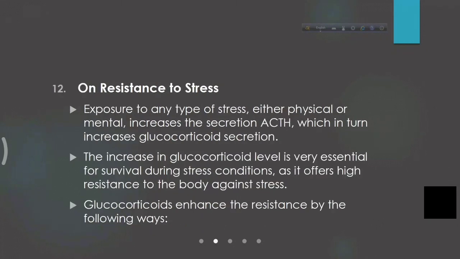Exposure to any type of stress, whether it's physical, whether it's injury, inflammation, infection, or whether it's psychological or mental stress, leads to increased secretion of adrenocorticotropic hormone from the anterior pituitary, which in turn stimulates the adrenal cortex, especially the zona fasciculata, and helps increase synthesis and secretion of glucocorticoids, especially cortisol. Increasing glucocorticoid level is essential for enduring stress because glucocorticoids offer high resistance to the body.